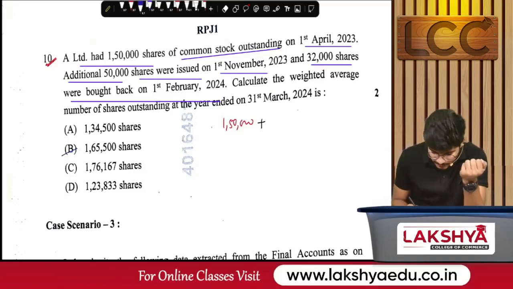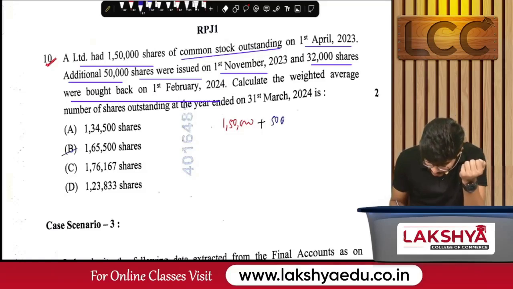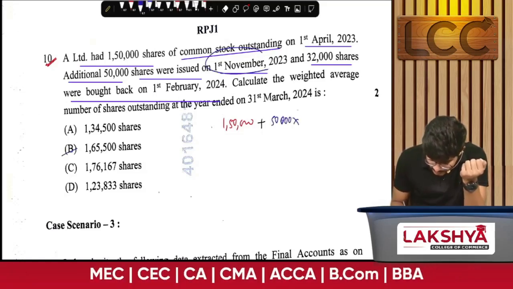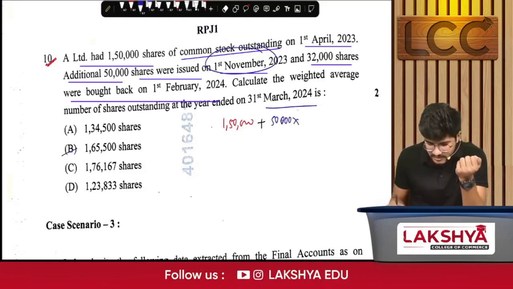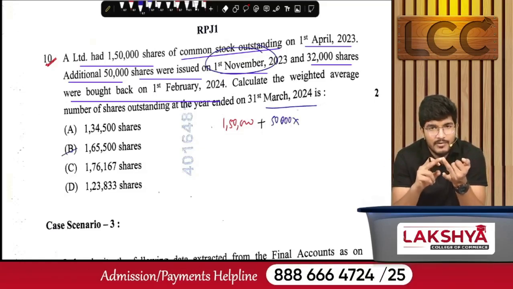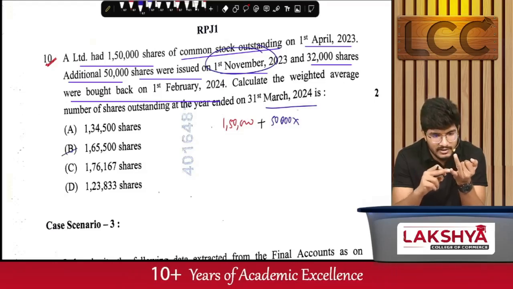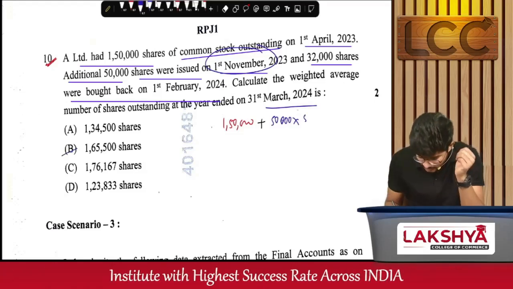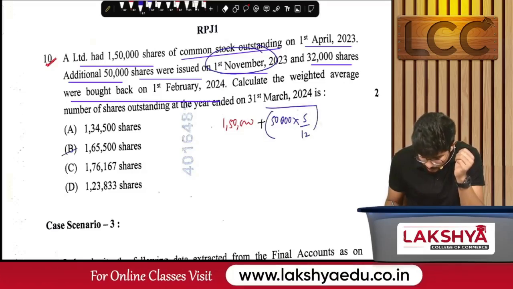Weighted is nothing but the time factor, right? So for 50,000 shares, the date of issue is 1st November. The year ending is 31st March. So from 1st November to 31st March: November, December, January, February, March. Clear? November, December, January, February and March. So 5 months. So 50,000 into 5 by 12.